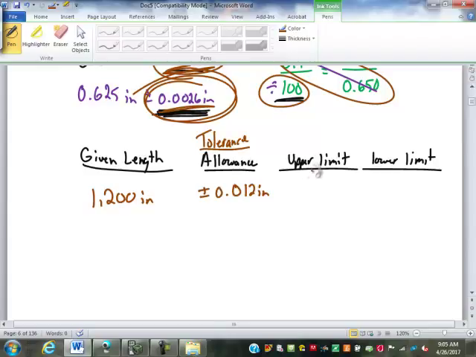Let's say you have a given length of 1.200 inches and an allowance of plus or minus 0.012 inches. Upper limit is just going to be that plus that, right? So it's going to be 1.212 inches. Make sense? Lower limit is going to be this minus that. Yeah, 1.188 inches. That's your upper and lower limit, your range.